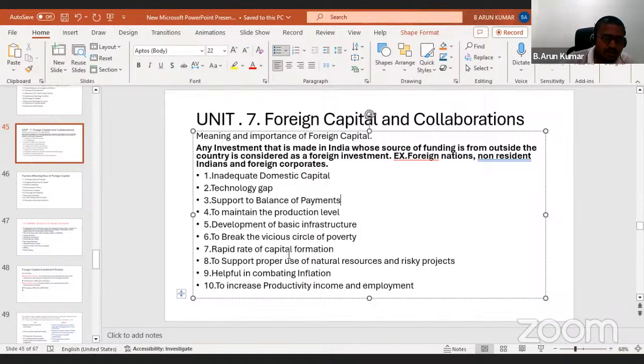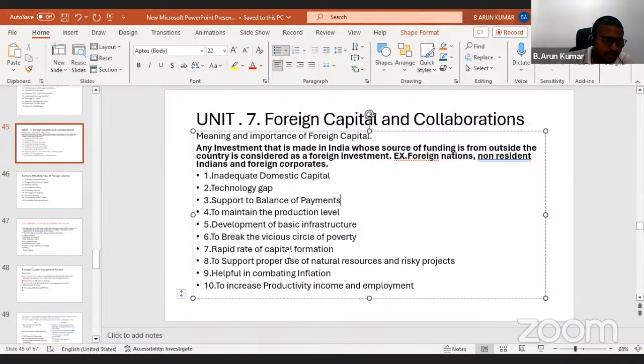Eighth one is to support the proper use of national resources, natural resources, and risky projects. Some projects require huge capital. Private organizations cannot build or construct these lengthy, huge-capital projects. Because of foreign investments, which bring higher capital investments, we can build and construct them, and also develop our country in a smoother and faster way.